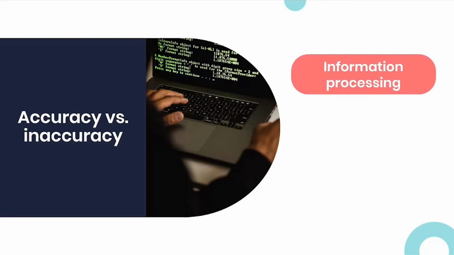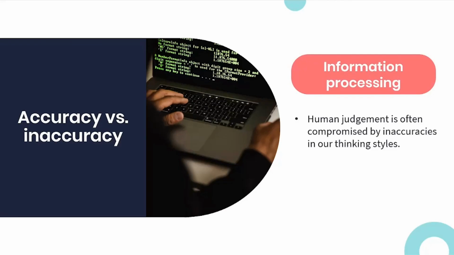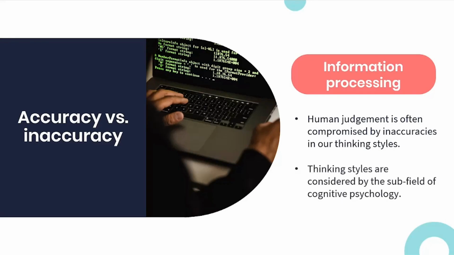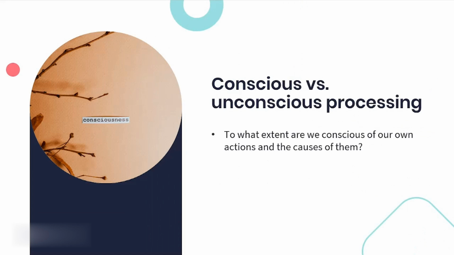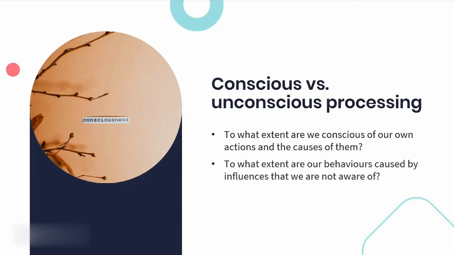However, human judgment is oftentimes compromised by inaccuracies in our thinking styles and by our motivations and emotions. Thinking styles that are faulty lead to many psychological problems, and that is what the subfield of cognitive psychology is all about. This question is interested in the extent to which we are conscious of our own actions and the causes of them, and on the other hand, to what extent are our behaviors caused by influences that we are not aware of. Many theories in psychology, especially the psychoanalytic theory, argue that our behavior is determined by variables that we are not consciously aware of.